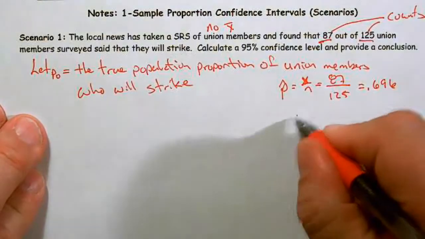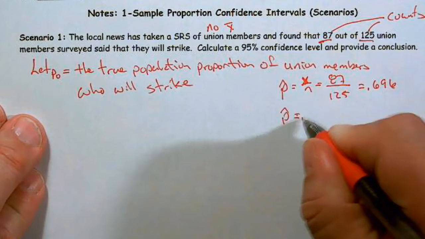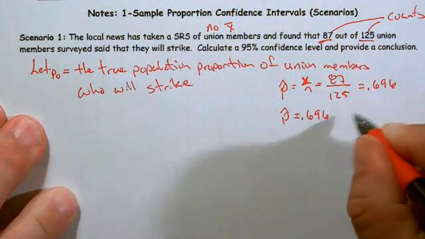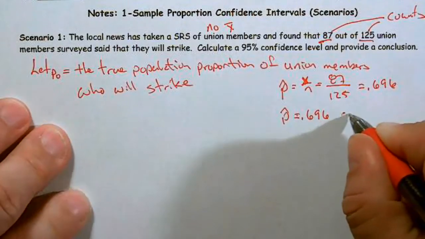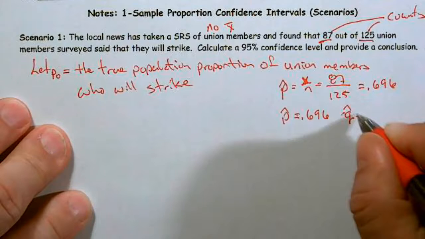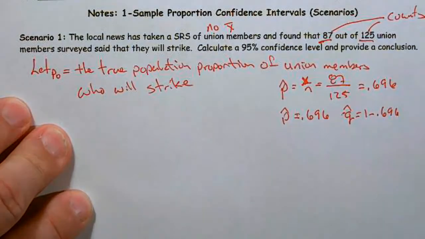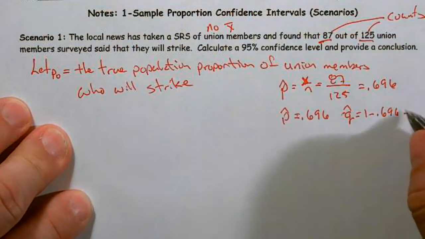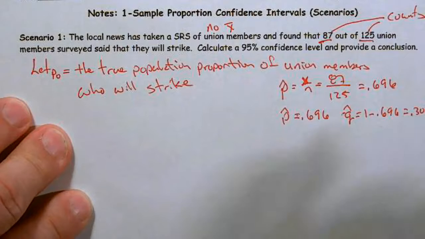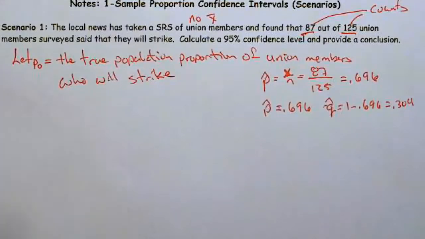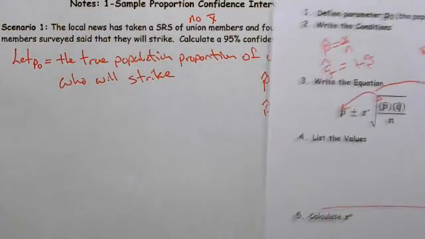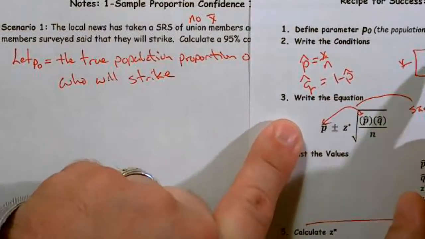So P hat equals 0.696. And just because we can do it really quickly, let's do Q hat, which is 1 minus 0.696. And I end up getting 0.304. All right, so we've done that part of it. What's the next thing it says to do? Oh, we need to check our conditions.